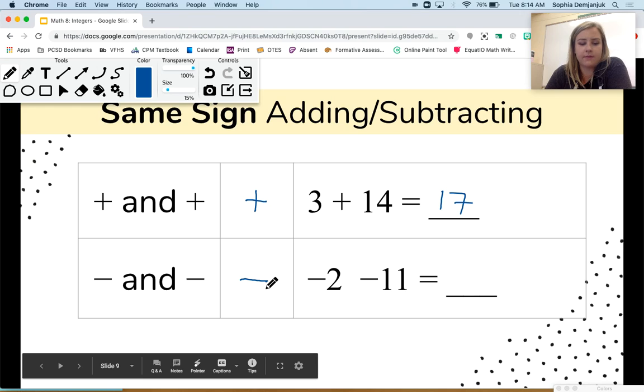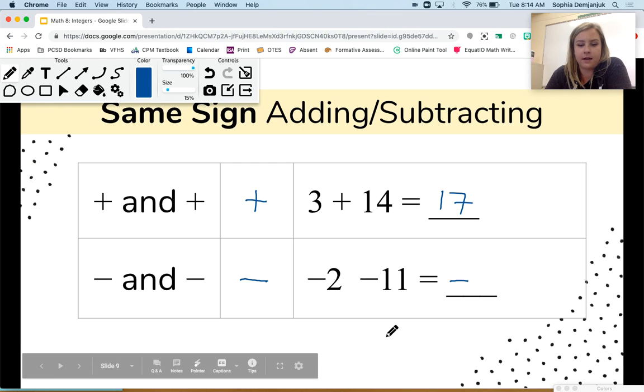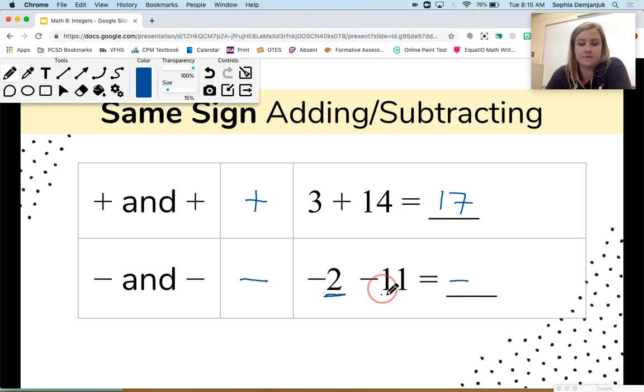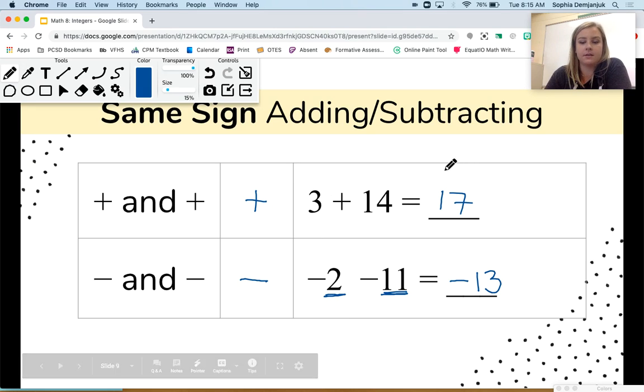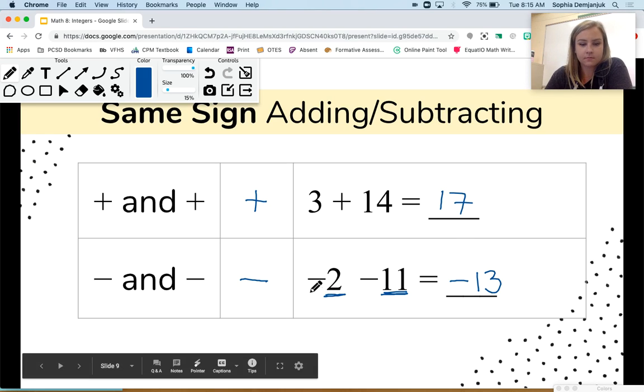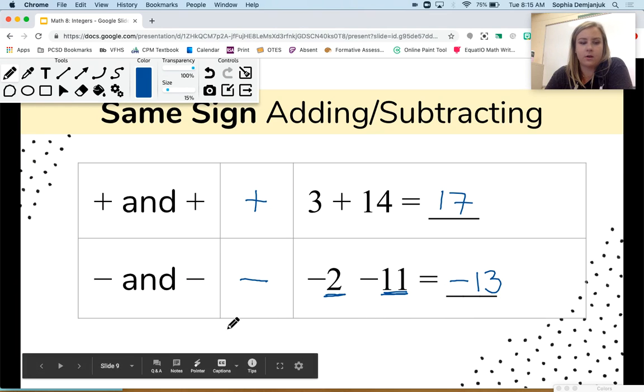Next example is when we have the two negative numbers, since they're both negative, we're going to keep that sign in our answer. And then you're going to add just the absolute value, the positive values of 2 and 11, to give myself 13. So negative 2 and taking 11 more away ends up being negative 13. And you can think about these kinds of problems as money. If you have $3 and you get 14 more dollars, you're obviously going to have even more money. If you owe $2 and then you owe 11 more dollars, you're going to be in debt in an even more negative amount.